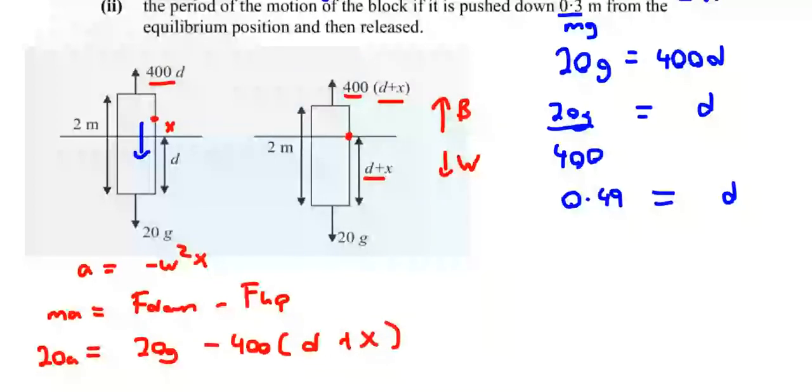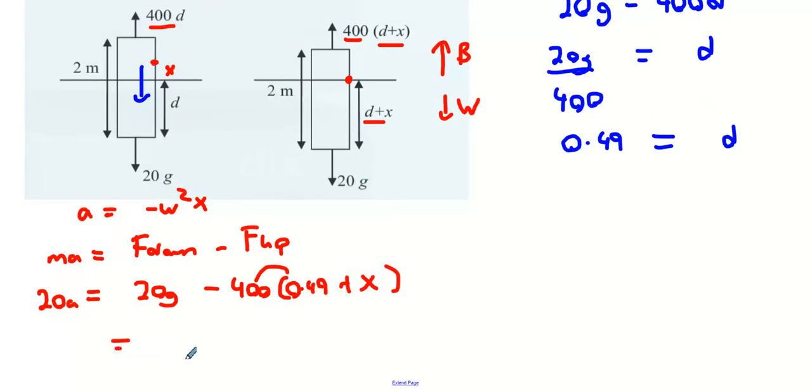The good news is we know what d is. d is 0.49, which makes this quite easy. Multiply 400 by 0.49 and we should get something equivalent to 20g. 400 times 0.49 is 196, and oddly enough 20 times 9.8 is also 196, so they're both 196. Then we're left with 20a equals minus 400x.